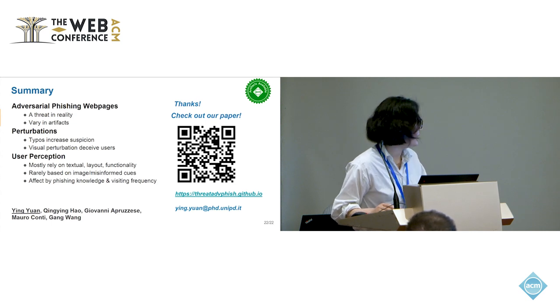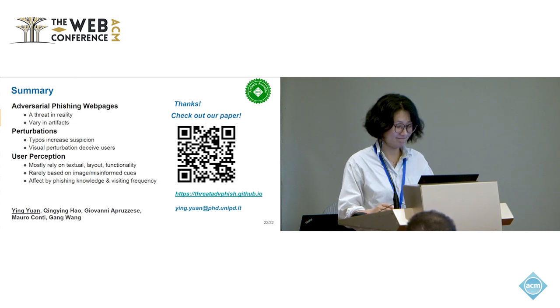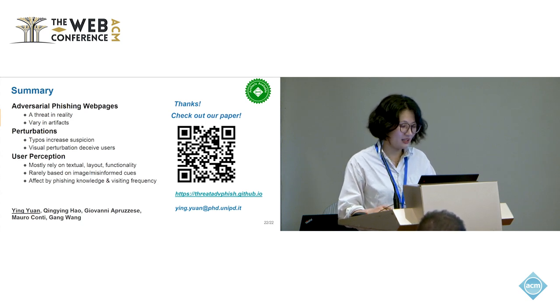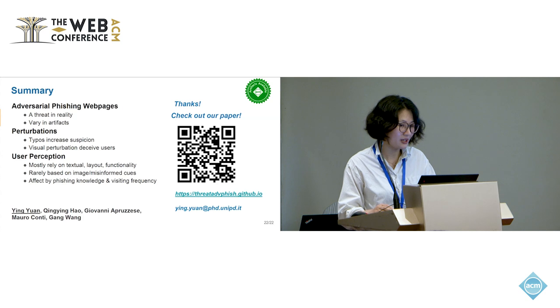So in our study, we studied whether adversarial phishing web pages are a threat in reality. The answer is yes, but it depends on the perturbations. The typos can increase users' suspicion, but the visual perturbations deceive users. We also investigated whether user demographic information can influence users' detection.